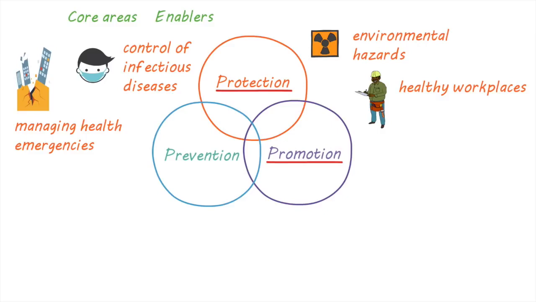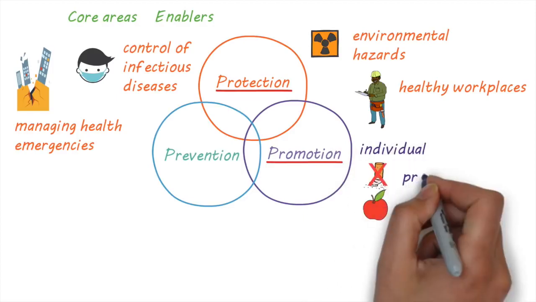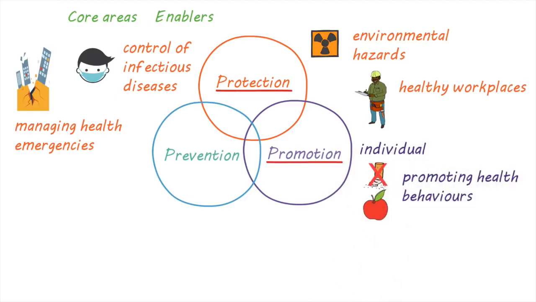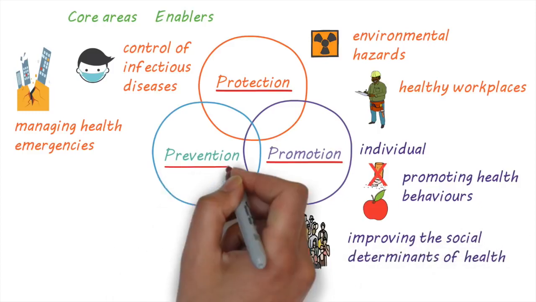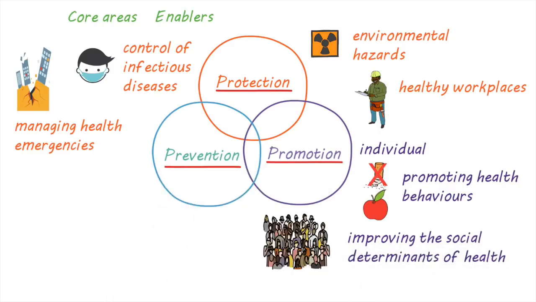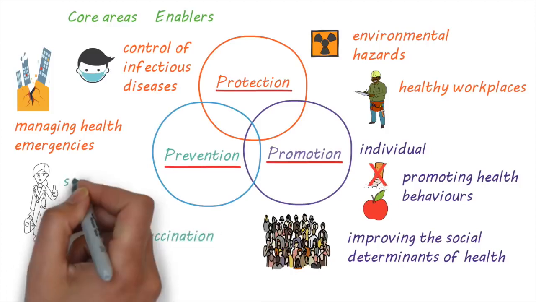Promotion is about improving the health of the population. It covers a broad range of activities that not only focuses on the individual, like promoting health behaviors over a life course, it also focuses on improving the social determinants of health. Prevention is about preventing health issues before they occur. It includes activities such as vaccination and screening.